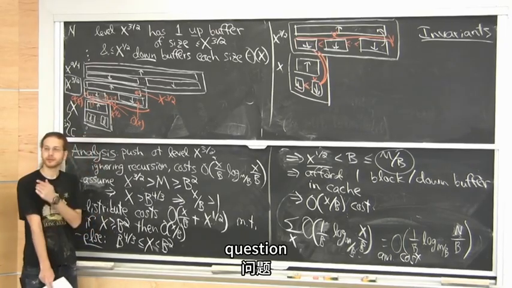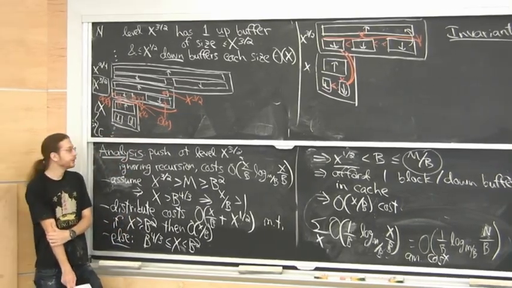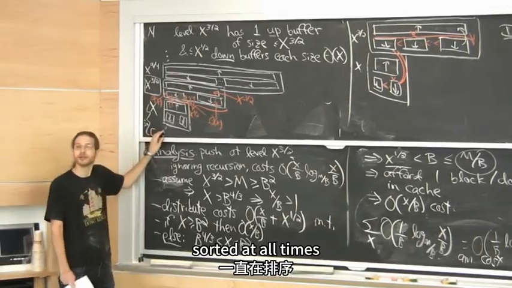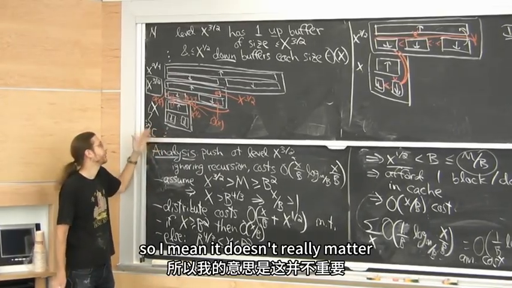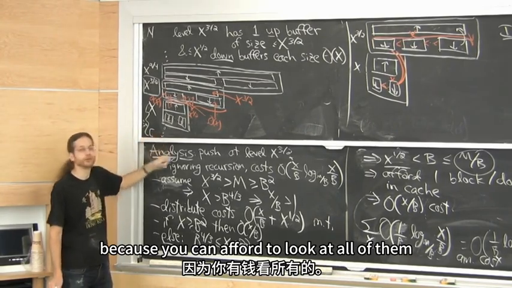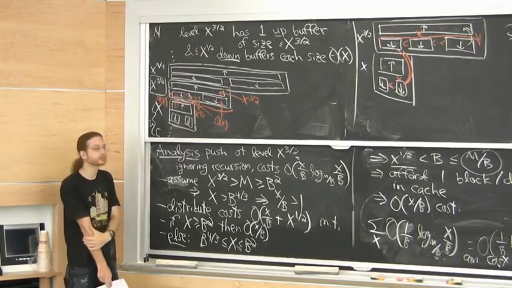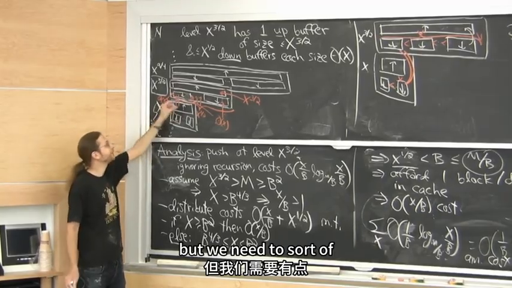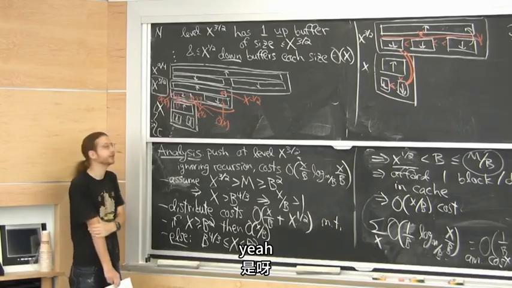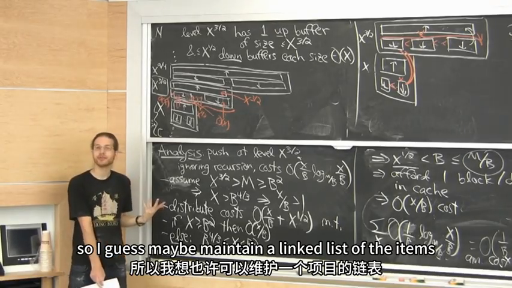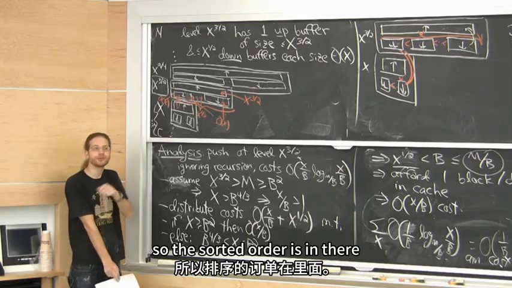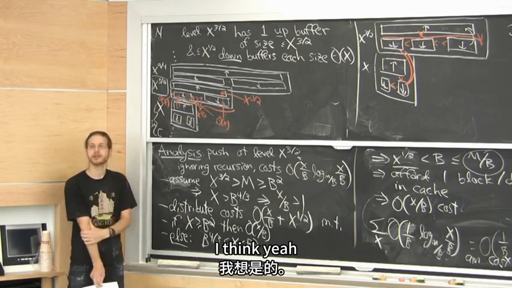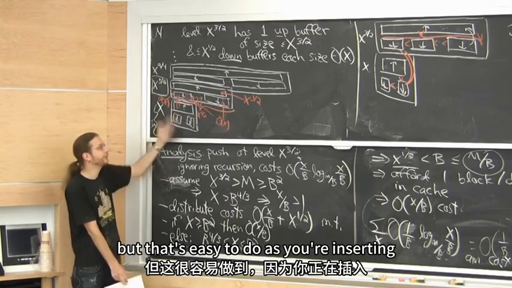Good. Question? Which buffers do you keep sorted at all times? We're only going to keep the very bottom buffers sorted at all times. I mean, it doesn't really matter. You don't even have to keep those sorted because you can afford to look at all of them. And then for the upper levels, when we're trying to figure out where it goes, we don't need them in sorted order, but we need to know where the max is. So I guess maybe maintaining a linked list of the items would be one way to do it. So the sorted order is in there, but they're not physically stored in sorted order. That would be a little bit too much to hope for, I think. Yeah, so we do need to keep track of the max, but that's easy to do as you're inserting.